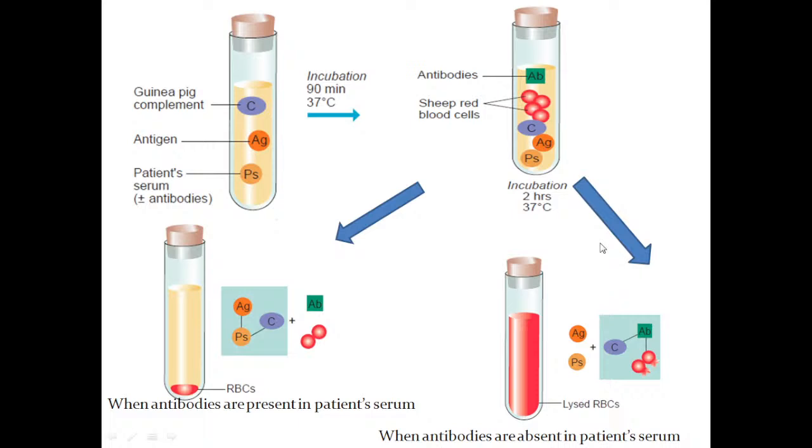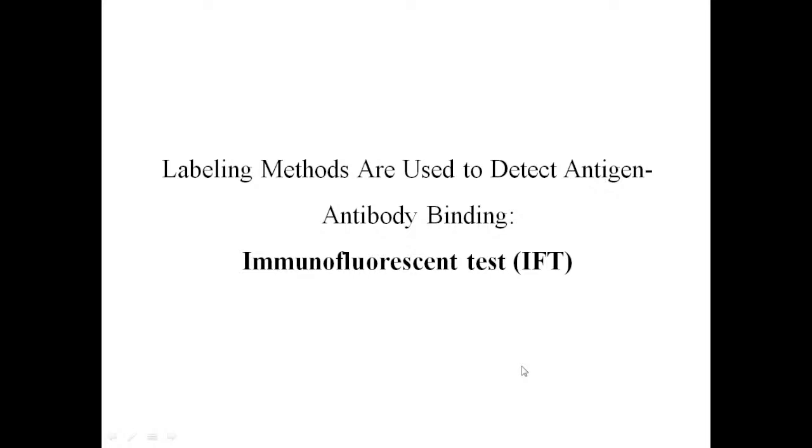If antibodies were absent, what happens? Antigen is free. It's patient serum without antibodies. Complement is free, and when we add sheep red blood cells with antibodies, complement is activated and destroys sheep red blood cells, and we can see lysis. Complement fixation test is a complex test that is used in diagnosis in serological reactions.